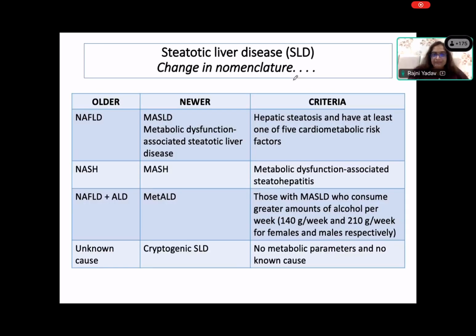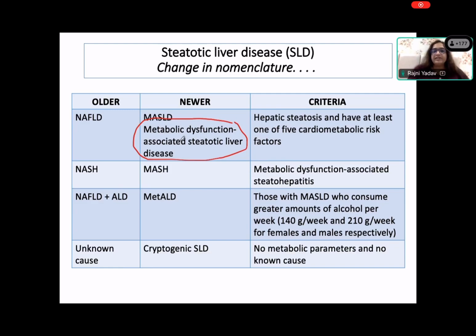Now, the steatotic liver disease nomenclature has been recently changed. That is very important for the postgraduates to know. So what was earlier called NAFLD is now being called MASLD, that is metabolic dysfunction associated steatotic liver disease. So why this change of nomenclature? Earlier the name was non-alcoholic, which means there is no alcohol. So you are actually putting the name of another etiology in this disease. So now this appears more correct.